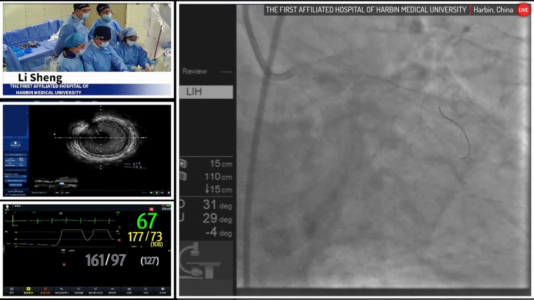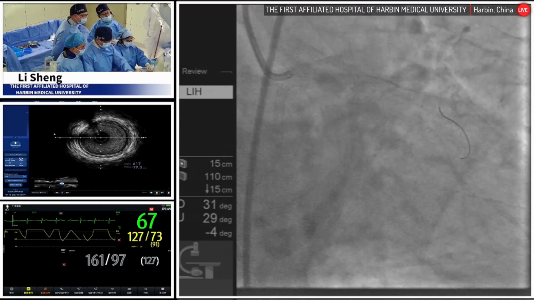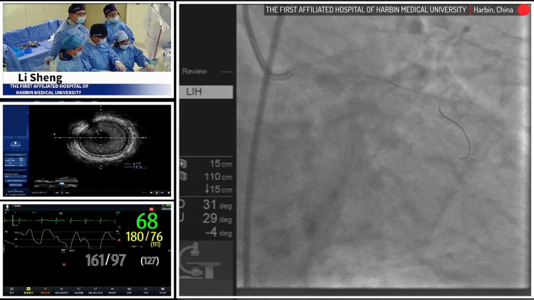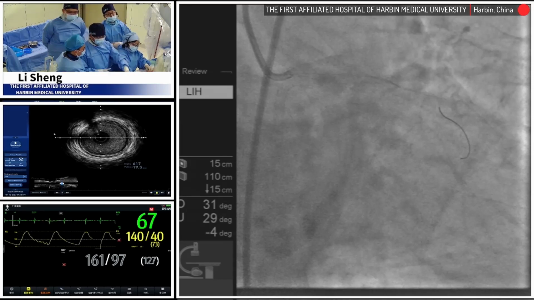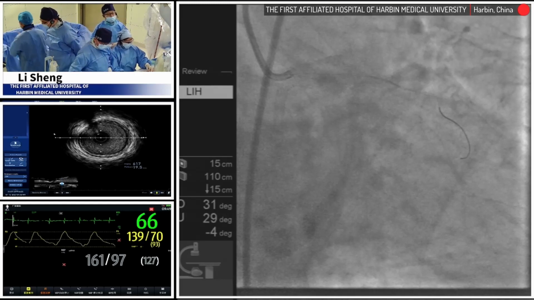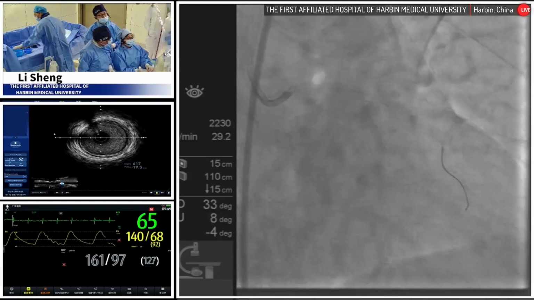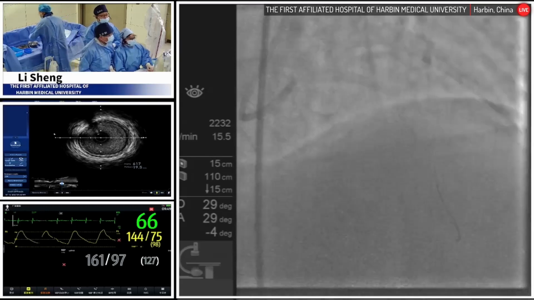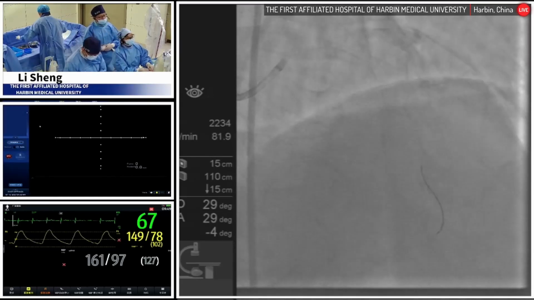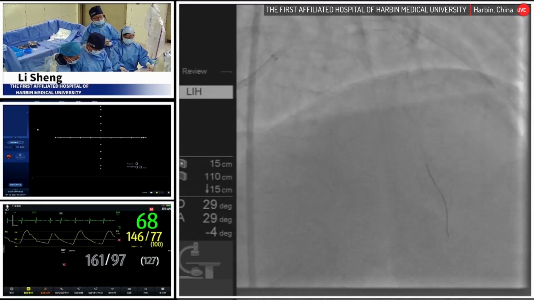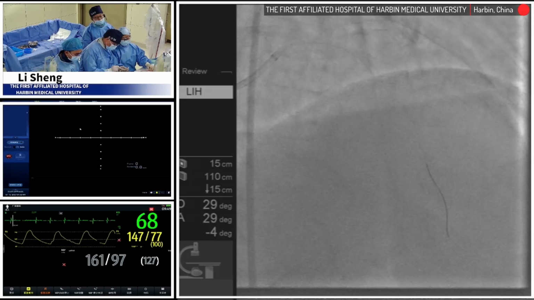So, Dr. Sheng, should we perform the IVUS after the post-dilatation in the LAD? Is the QFR of the circumflex back yet? I think not yet. IVUS. So after the post-dilatation, I think from the angiogram, the stent looks okay, right? But we are not sure about the details. Let's see the IVUS image.